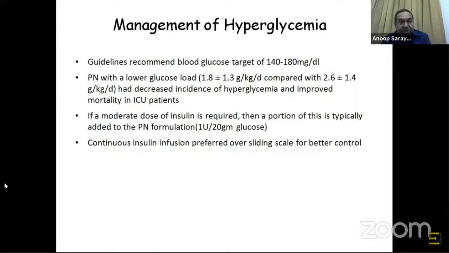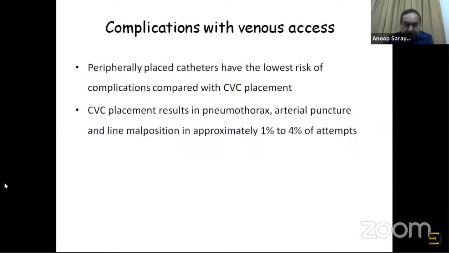So how do we manage? Guideline recommends that glucose should be in the range of 140 to 180. So permissive hyperglycemia is the basis on which we give insulin. We don't try to maintain it too tightly. Parenteral nutrition with a lower glucose load compared with high glucose load had decreased incidence of hyperglycemia and improved mortality in ICU patients. If a moderate dose of insulin is required, then a portion of this is typically added to the parenteral nutrition formulation, and continuous insulin infusion is preferred over sliding scale for better control.